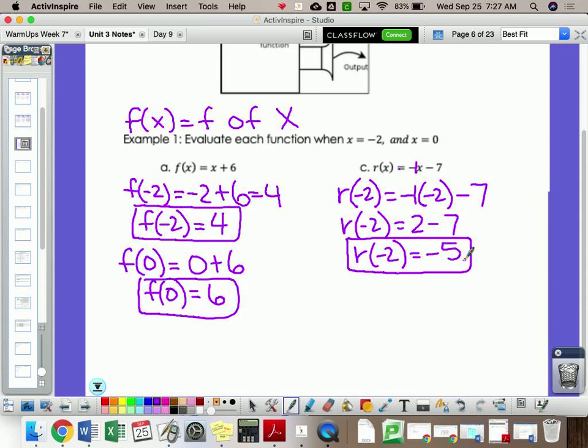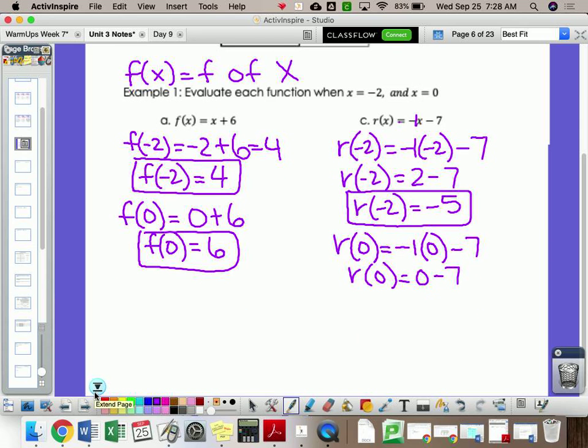So let's do it again now with 0. In the function of r, when x is 0, I have -1, I'm plugging in that 0 for x, minus 7. So -1 times 0 would give me 0. And then I know that 0 minus 7 would be -7. So in the function of r, when x was 0, it equals -7.